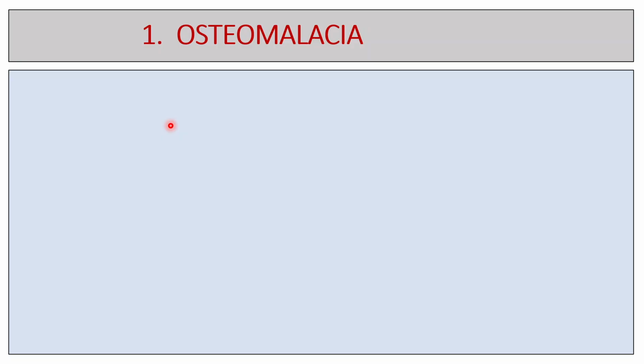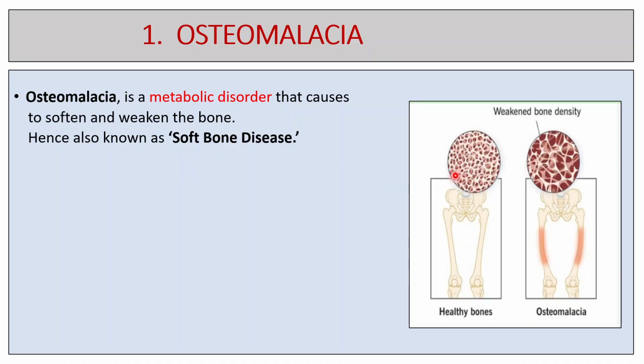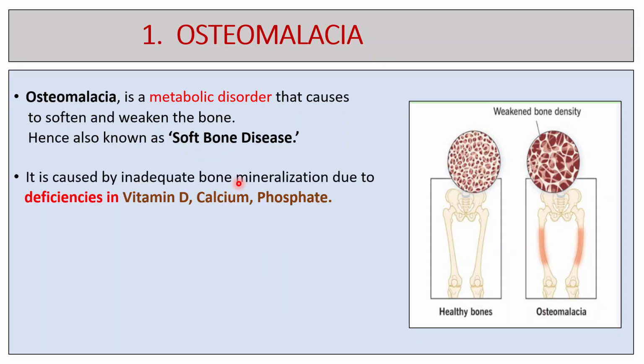First is osteomalacia. Osteomalacia is because of deficiency of calcium. Particularly, this is a metabolic disorder that causes the bone to soften and weaken. Hence, it is also known as soft bone disease. It is mostly because of deficiency of vitamin D, calcium and phosphate.